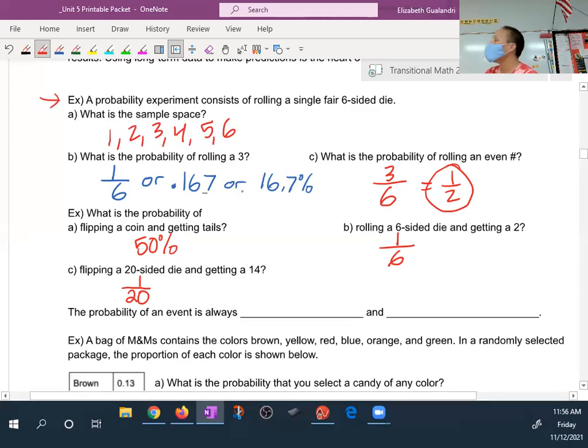The probability of an event is always greater than or equal to what and less than or equal to what? Greater than or equal to what? What's the lowest it could possibly be? 0, okay? It's greater than or equal to 0, which matches up with 0%. If you take 0 as a decimal, 0.0, move the decimal over, you still get 0%. So greater than or equal to 0, less than or equal to what?